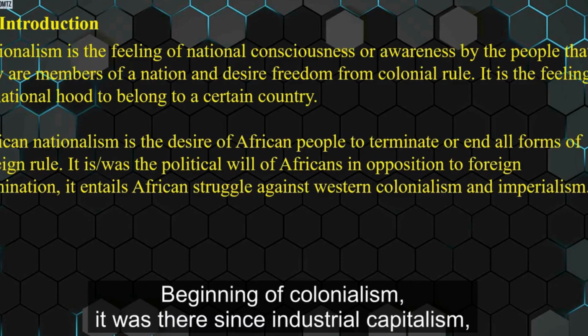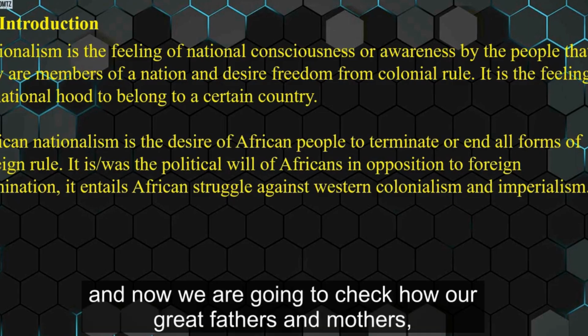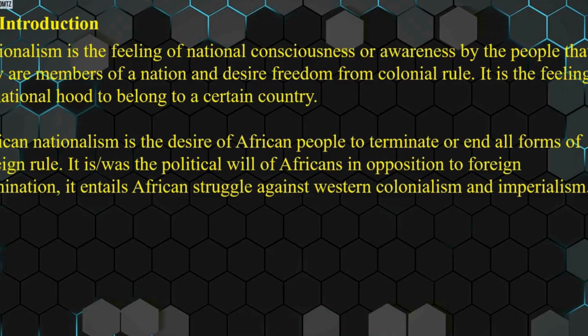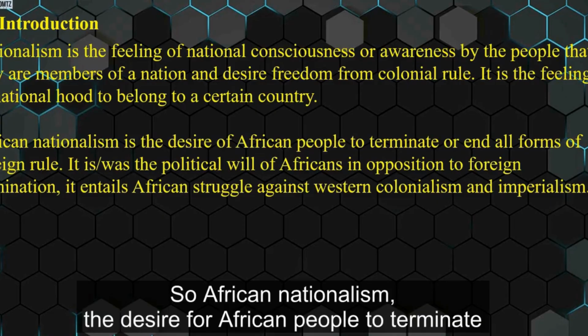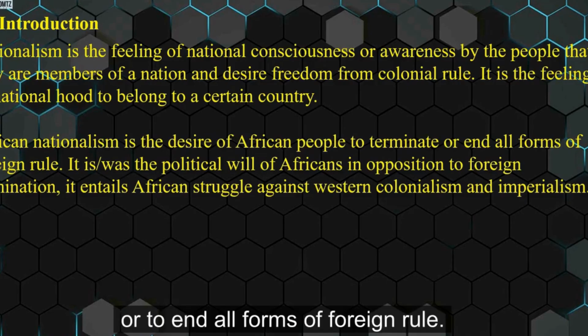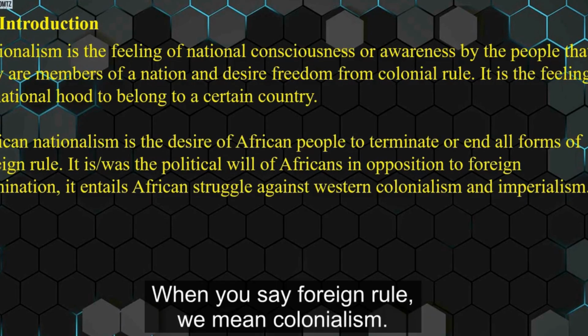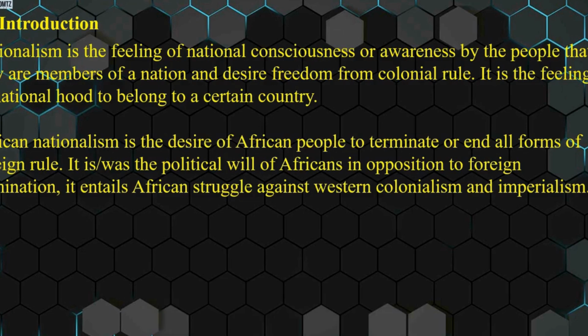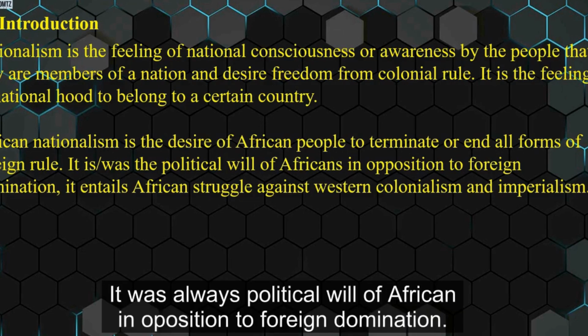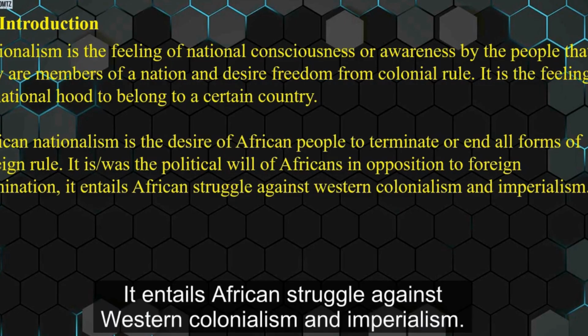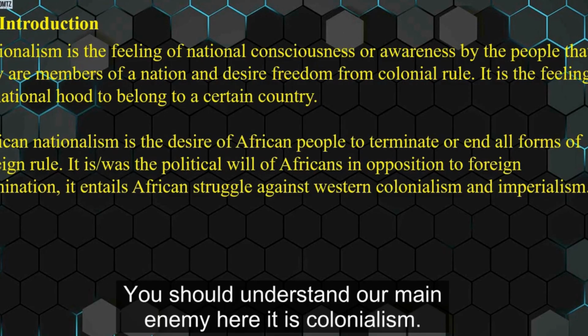The beginning of colonialism was there since industrial capitalism, and now we are going to check how our great fathers and mothers ended colonialism. So African nationalism is the desire of African people to terminate or end all forms of foreign rule. When you say foreign rule, we mean colonialism. It was, and is, the political will of Africans in opposition to foreign domination. It entails the African struggle against Western colonialism and imperialism.